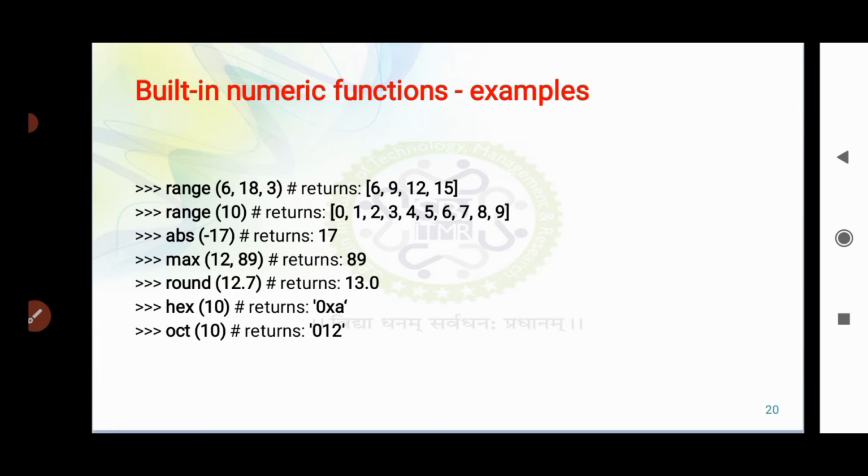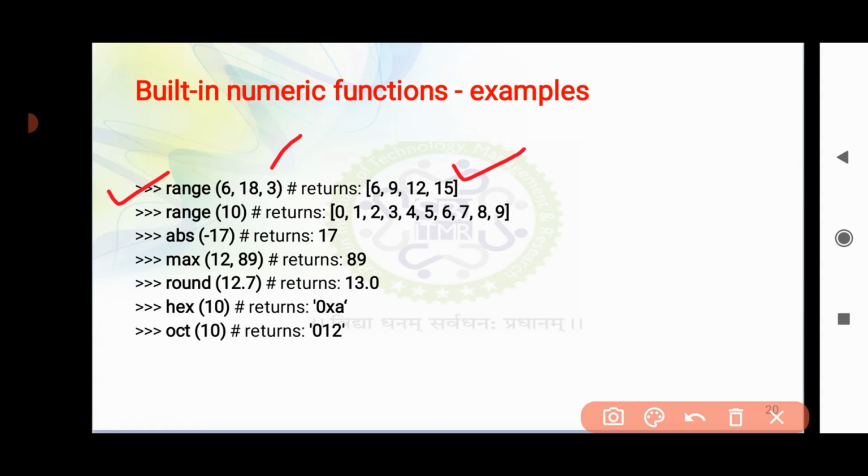Now if you see the function range of 6, 18 and 3, what exactly does it mean? It means we have to display the numbers between 6 and 18 with a difference of 3, or a step of 3, and so our result is 6, 9, 12 and 15, right?